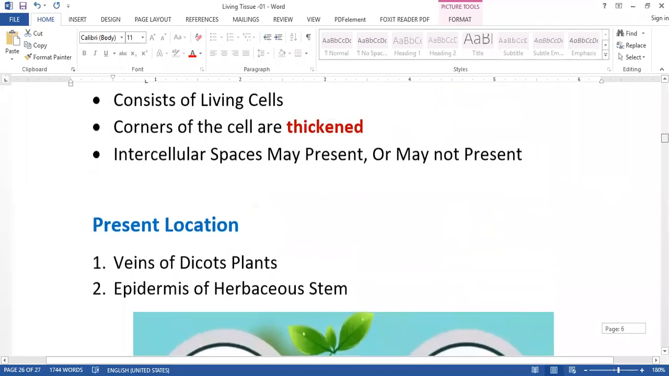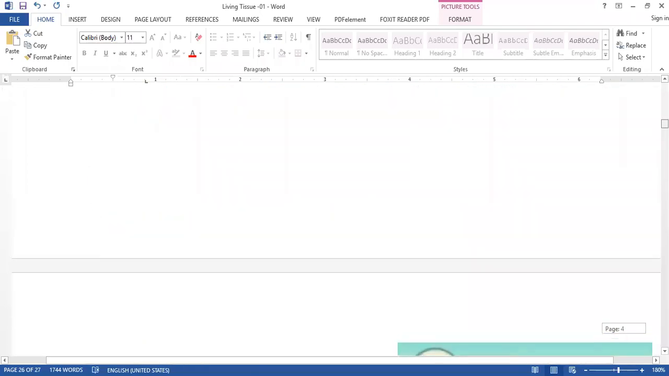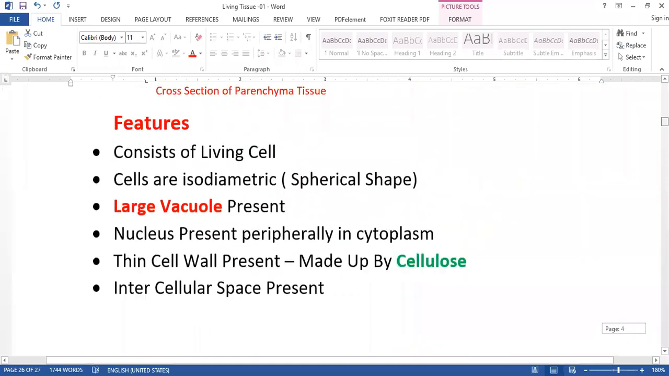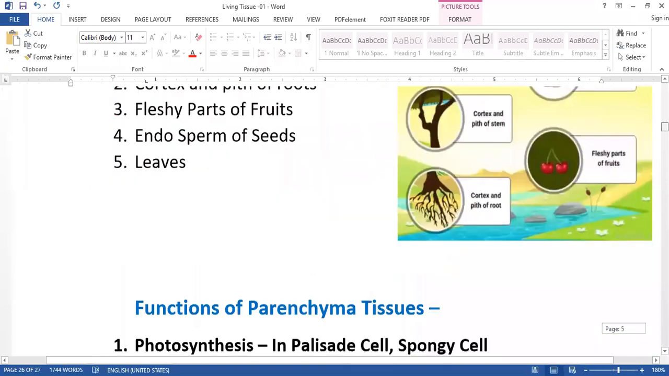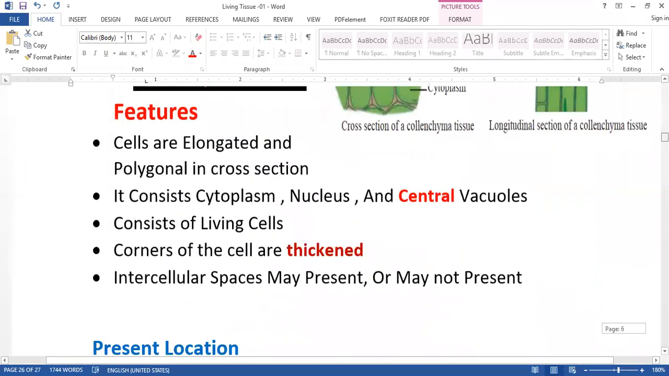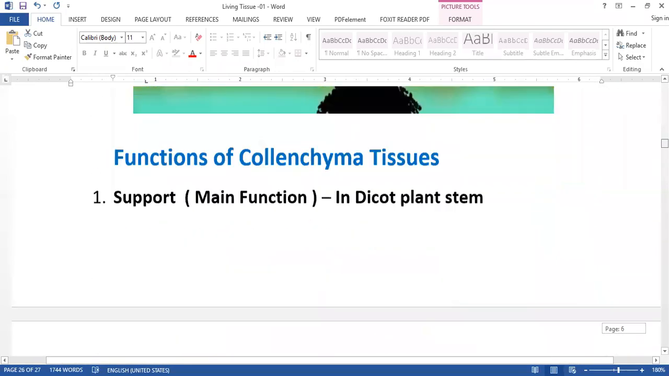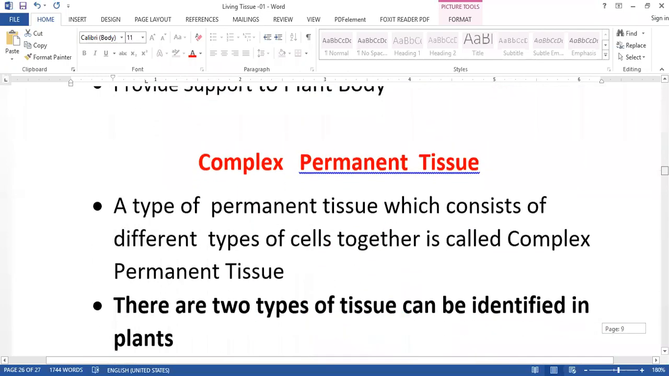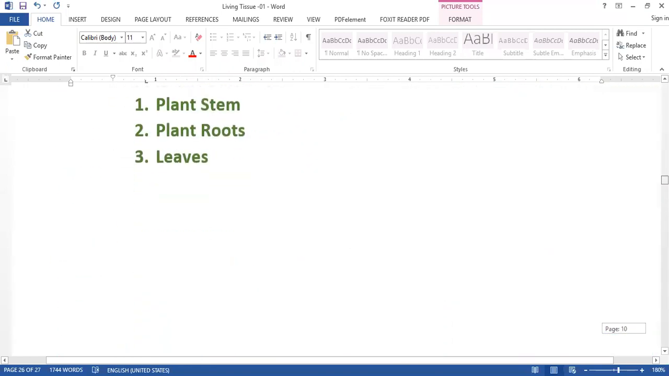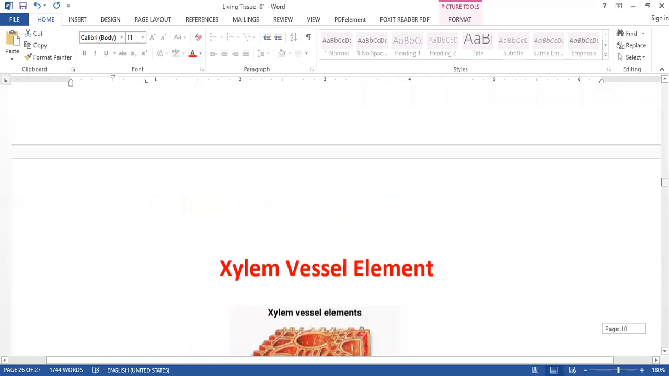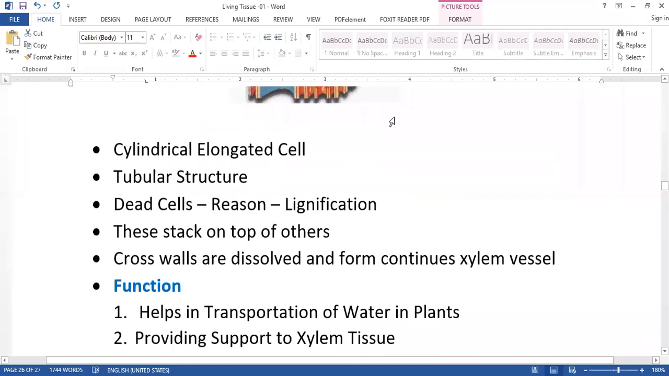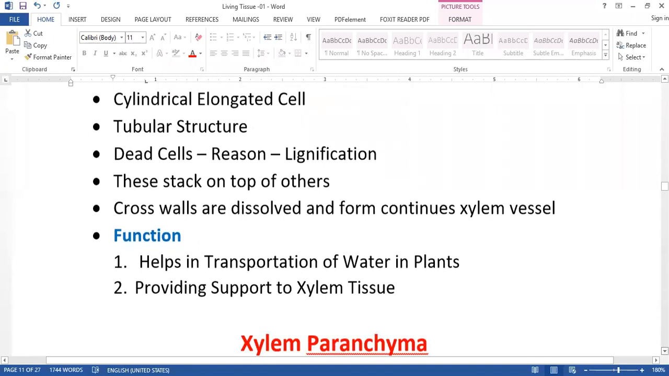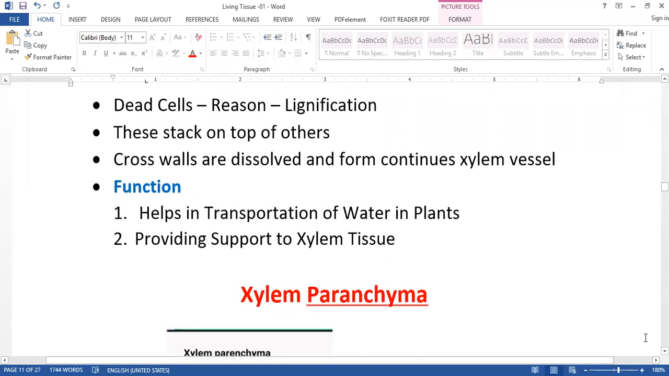So if you don't know, you should find the answer by using the removing method. There are different types of methods to identify the answer for the MCQ questions. So if you come to the xylem, what are the functions of xylem? You can see here, these are the functions mainly: helps for the transportation of water in plants and providing support. These are the two functions of xylem basal element.